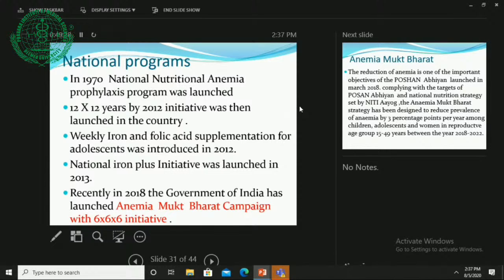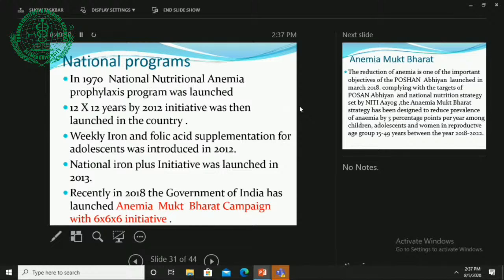Then the third beneficiary was added to this program, and the name of the program was Weekly Iron and Folic Acid Supplementation Program. This was for adolescents, because at that time they realized that anemia is also a problem of adolescents, and most of the adolescent girls are going to be mothers in the near future. So it is better to correct anemia during adolescence, and this program was introduced in 2012.